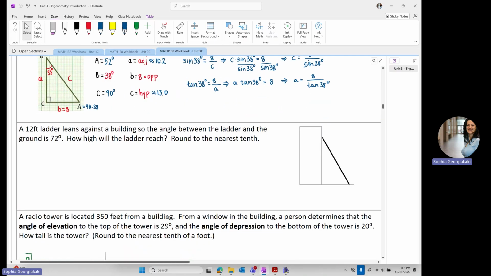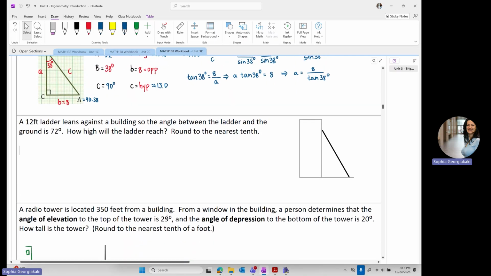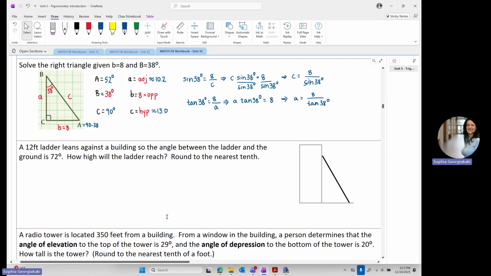So, one last problem for this video, and we will continue this section in a separate video. A 12-foot ladder leans against the building, so the angle between the ladder and the ground is 72 degrees. So if this is my building over here, the ladder, you see this right triangle, it's created between the building and the ladder. So the ladder is the hypotenuse of this right triangle. So the hypotenuse of this right triangle is the ladder, and it is 12 feet.